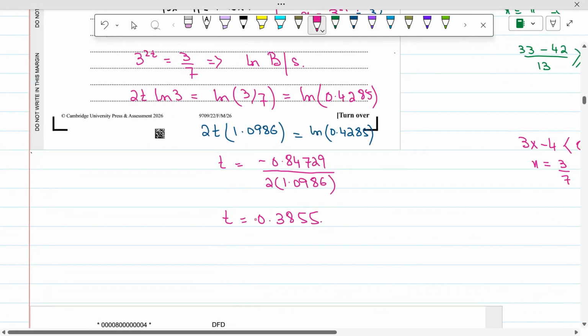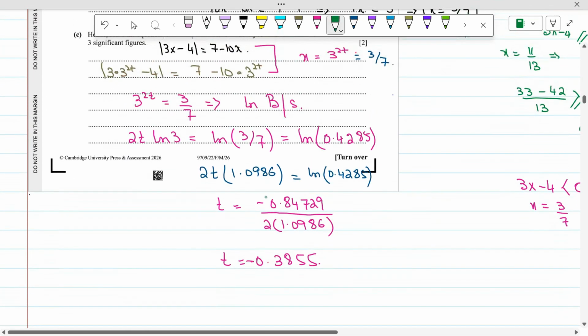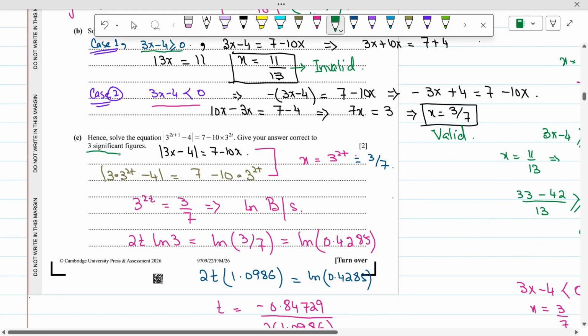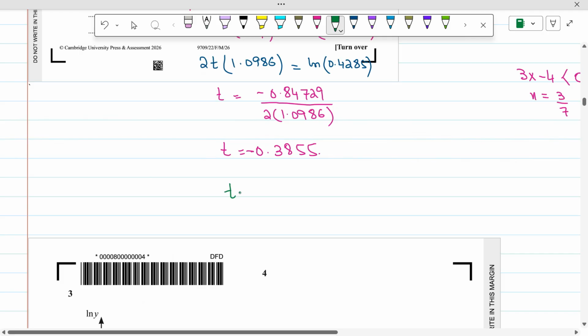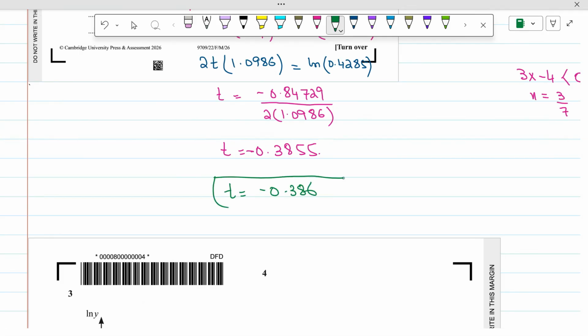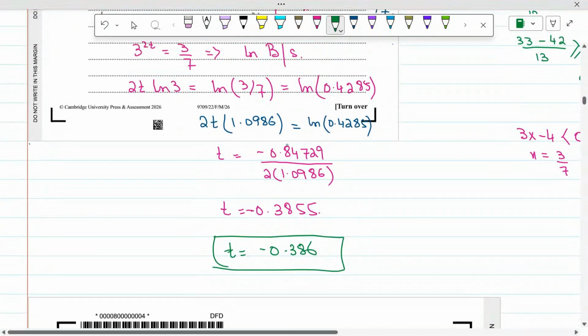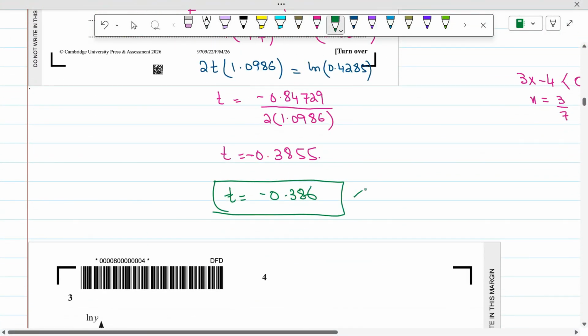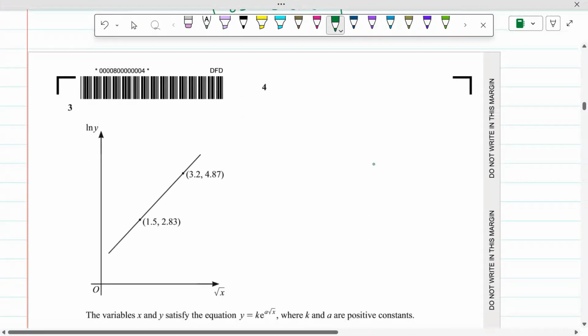And this one is t is equal to negative 0.3855. We need to find the value of t in three significant figures, so we will take t is equal to negative 0.386. So this one is the solution of part C which was required. Let's move to question number 3.